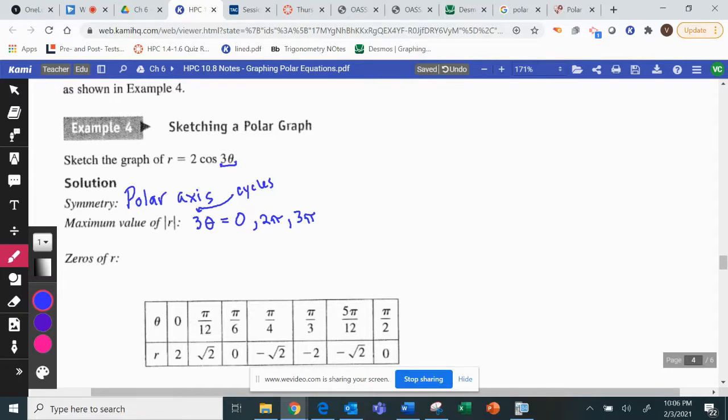So I went around 3 times, and then I'm going to divide by 3. So our maximum values for theta are going to be at 0, pi over 3, 2 pi over 3. Hold on, I think I messed up. I forgot pi here, I'm sorry. So it would be 0, pi over 3, 2 pi over 3, and then pi. And that would be a value of 2 for this particular equation.